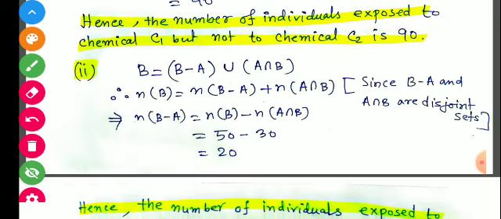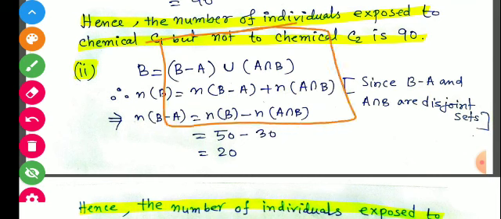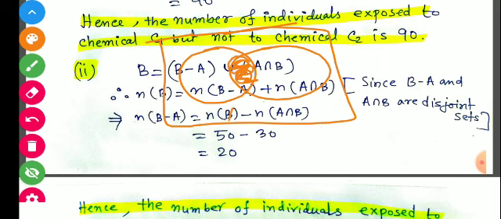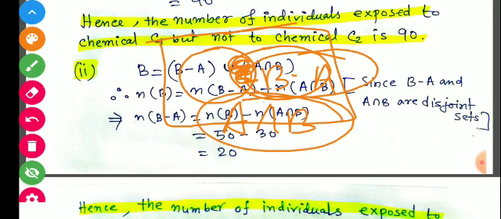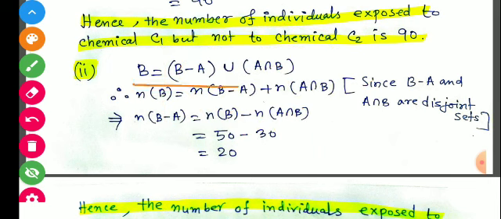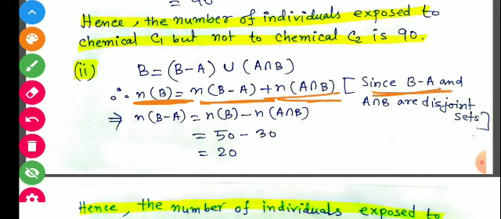Next, similarly from this Venn diagram we can see that this one is A intersection B, and this one will be B minus A. So B minus A and A intersection B both make the set B. So their number of elements will be n of B minus A plus n of A intersection B. Why does this happen? Because these two are disjoint sets, no common elements are there.